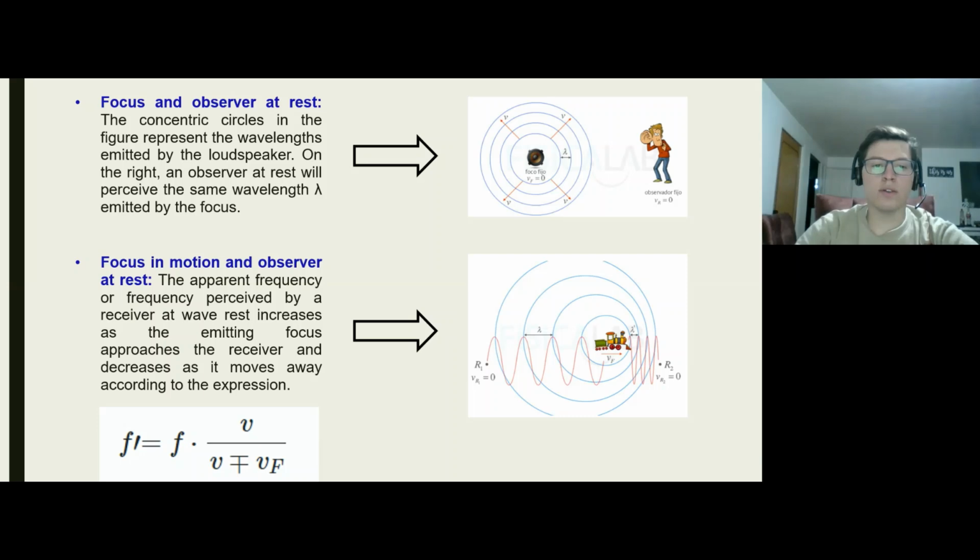Source in motion and observer at rest. The apparent frequency perceived by a receiver at rest increases when the emitting source is approaching and decreases when it moves away, according to the expression.